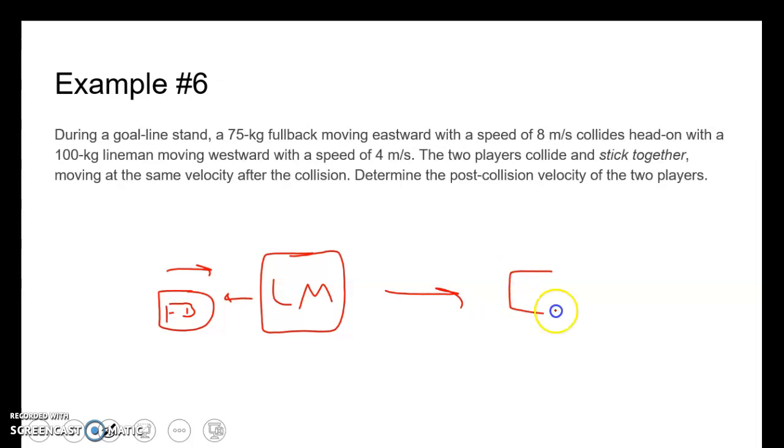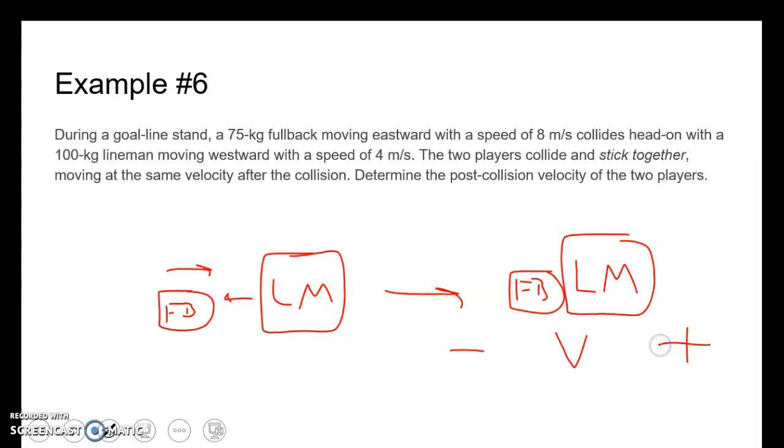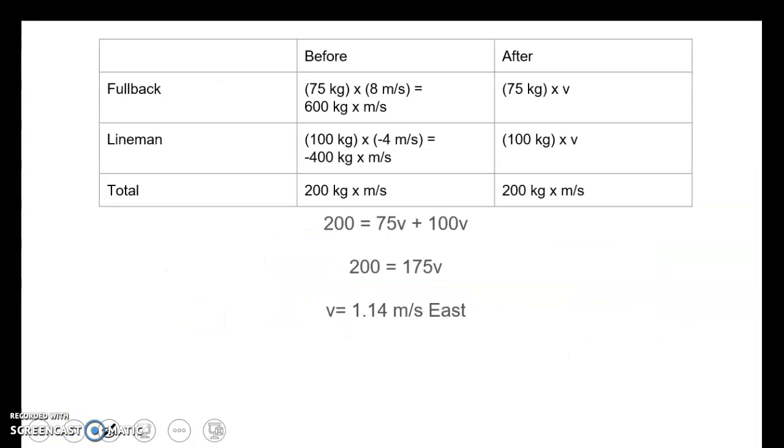So, fullback, lineman, sticking together. Again, we want to find the final velocity. Is it going to be negative or is it going to be positive? And again, the math will tell us who wins, right? Who's gonna be pushing who frontwards or backwards. So let's take a look.